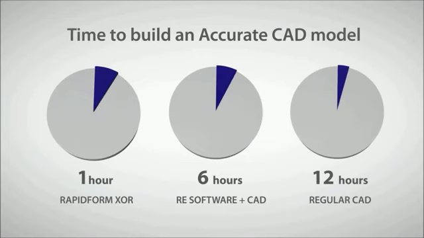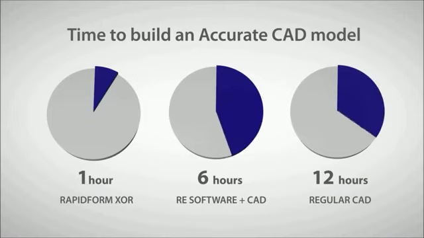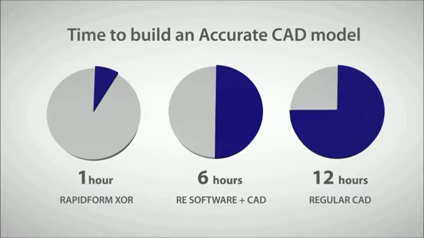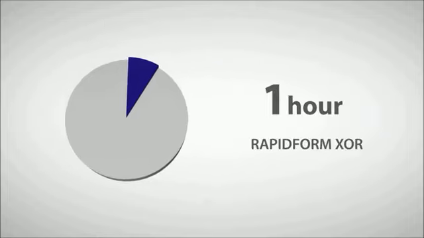The process of reverse engineering this part in Rapidform XOR and live transferring it into CAD software takes less than an hour in total. This is compared to multiple hours or even days to create an accurate CAD model from a 3D scan using regular CAD software.